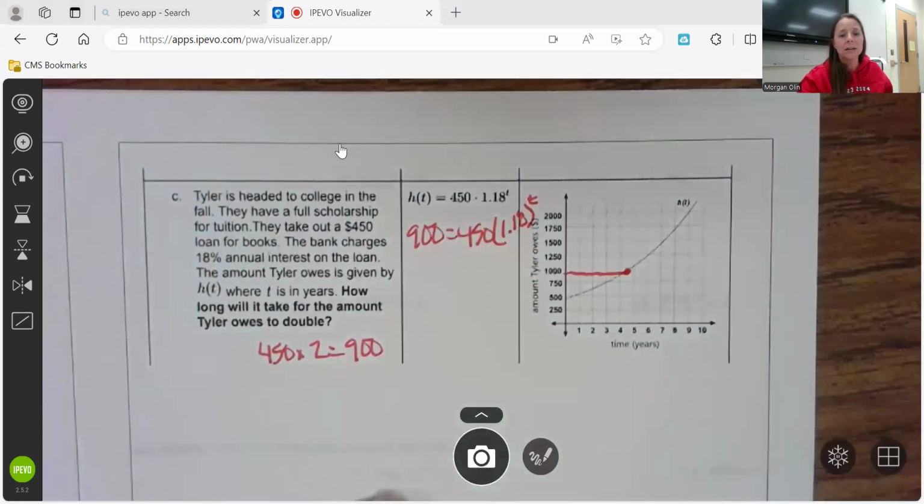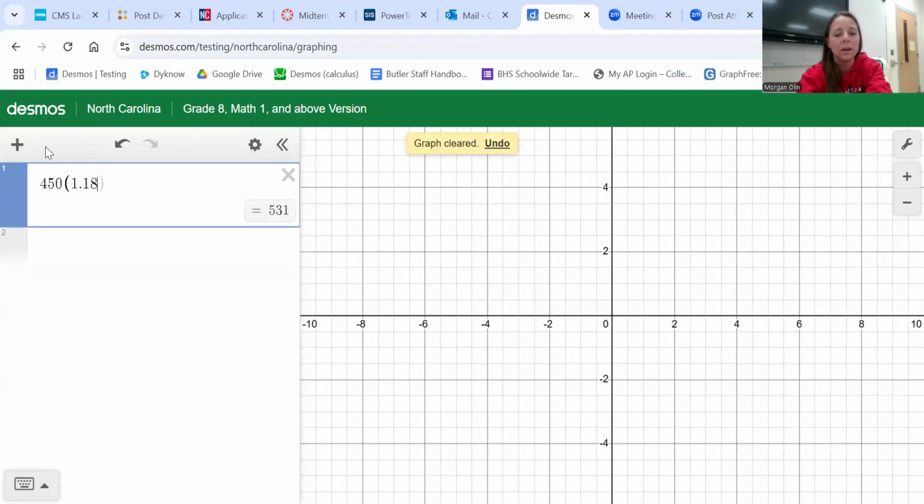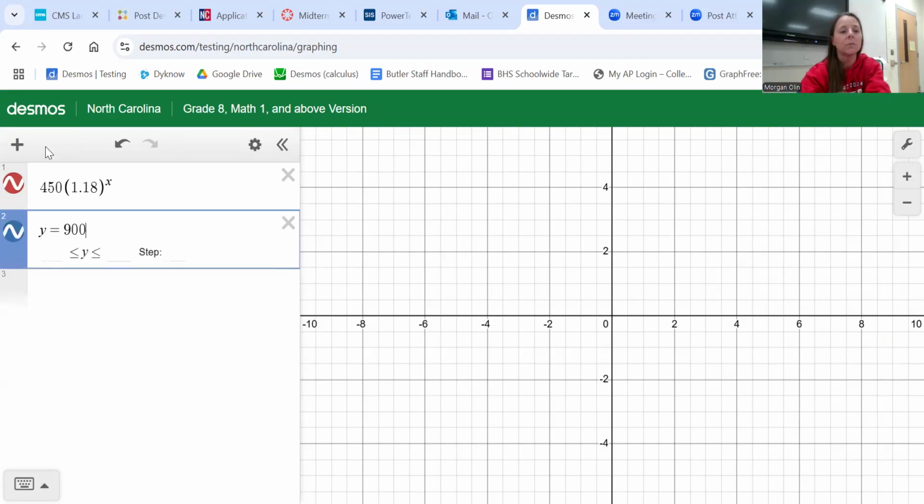All right, so again on Desmos, let's put this in: 450 times 1.18 raised to the, and don't forget to put the variable they have there, T. Okay, and y equals 900. So anytime it says they want to double, think about what you started off with.